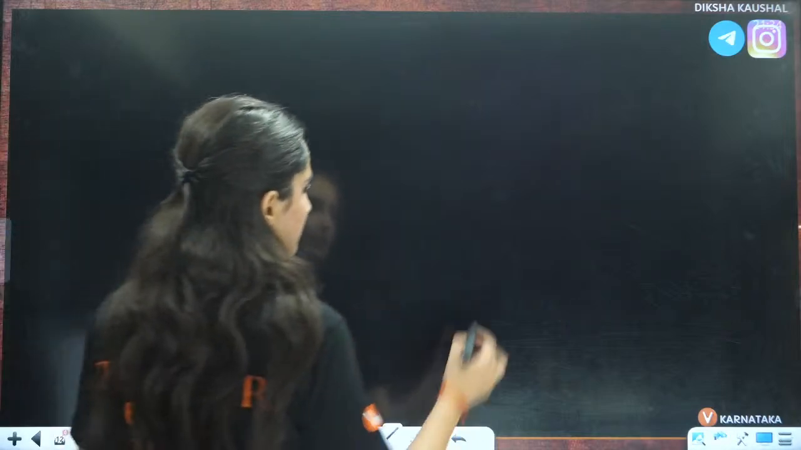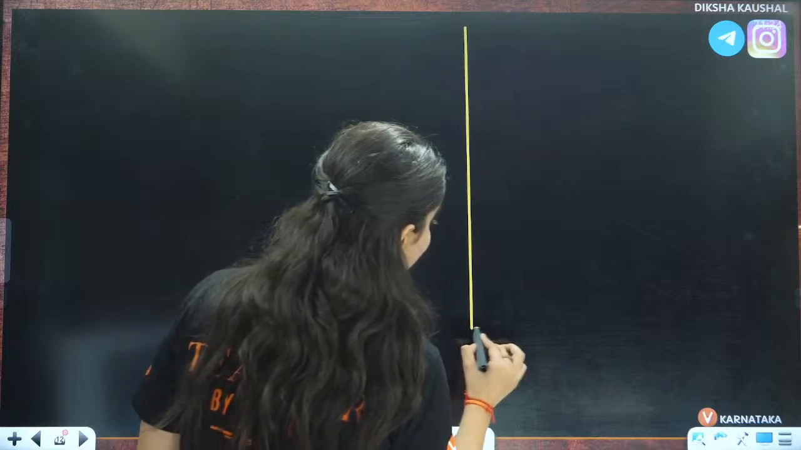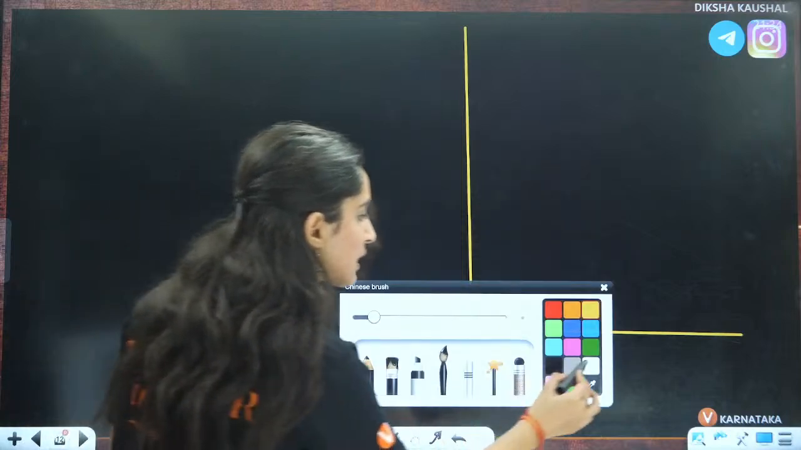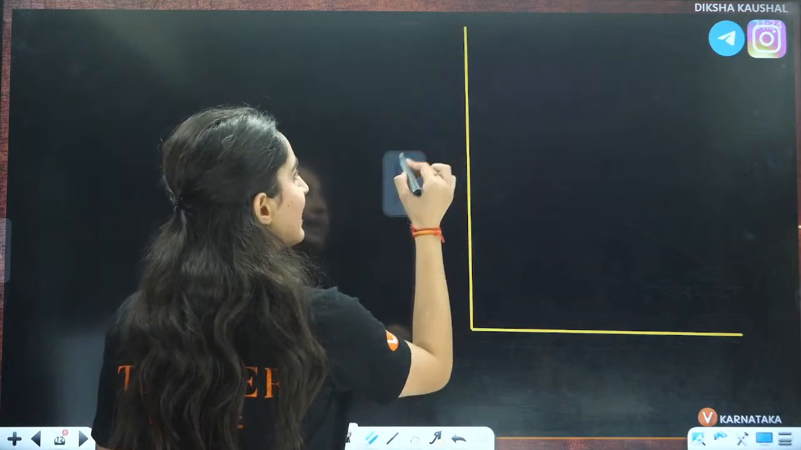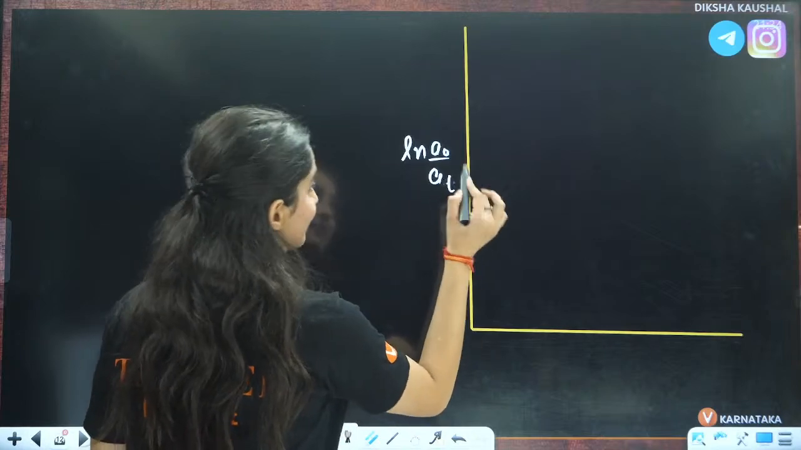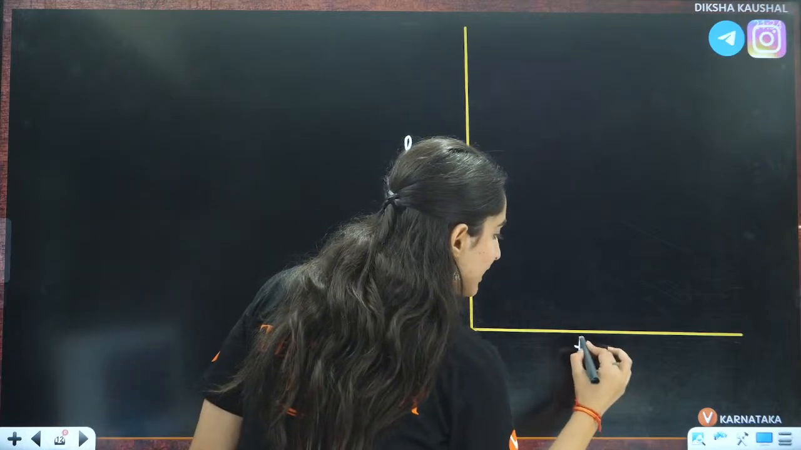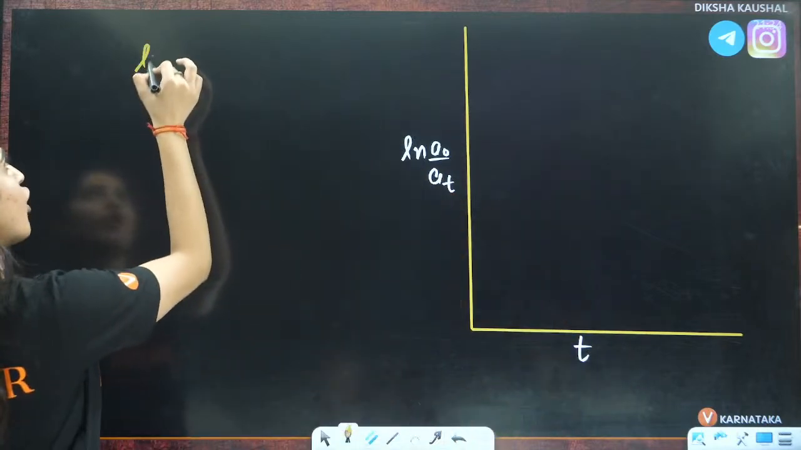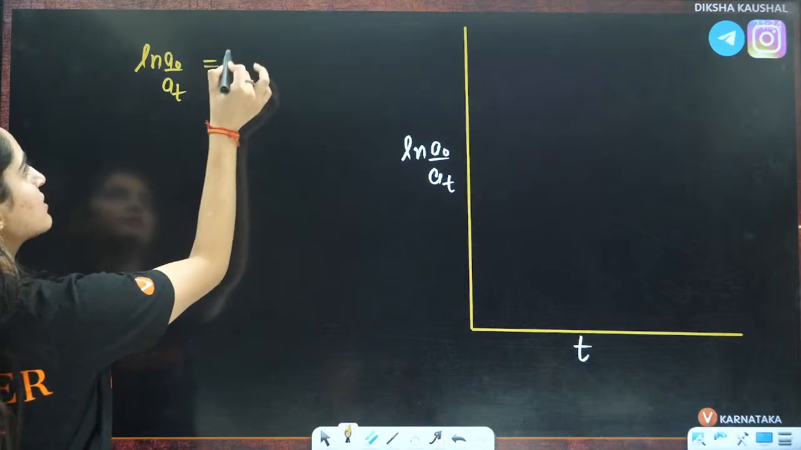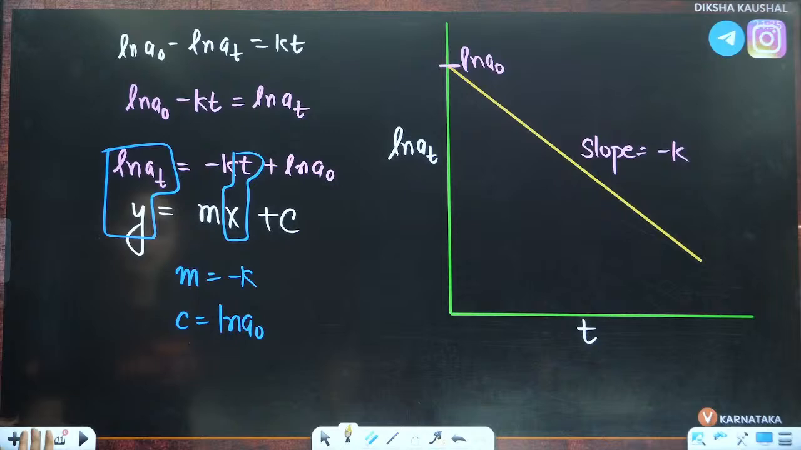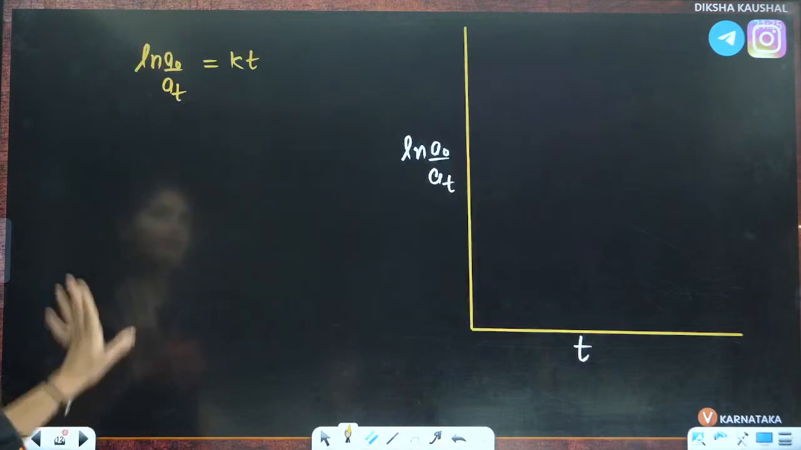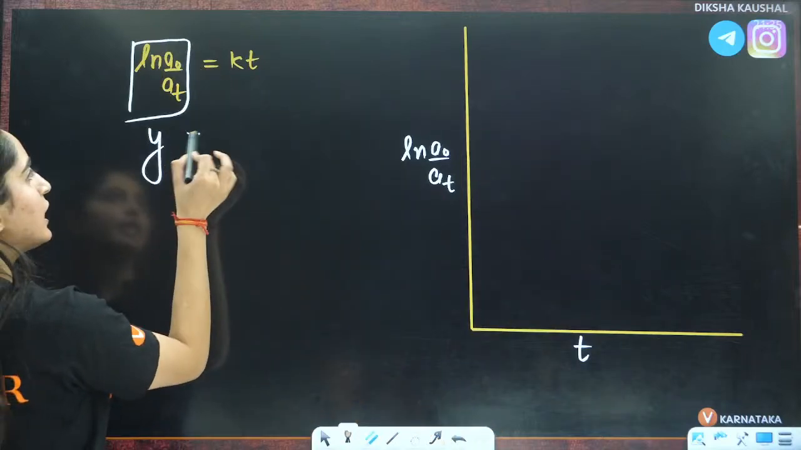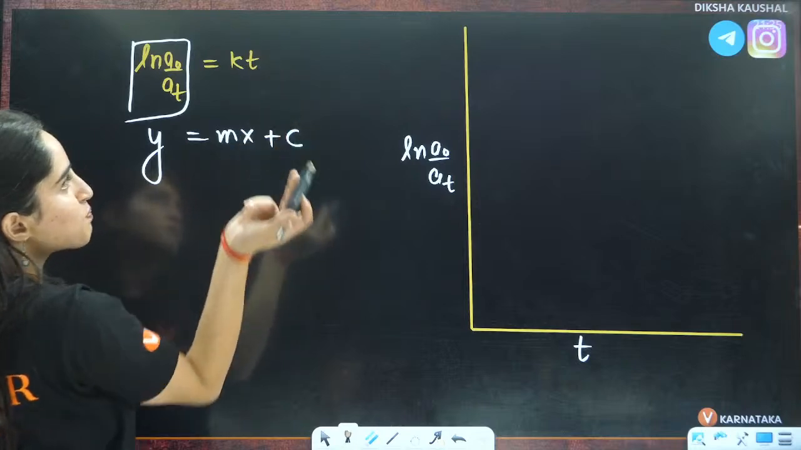Now for example, let's draw another graph. Now try this yourself, everybody, try this yourself. They are asking you for a graph between ln of A naught by At and t. So for ln of A naught by At, the formula is like this. This is the formula I told you, no? That I have written here. So this will become y. This will become y equals mx plus c. There is not any plus c.